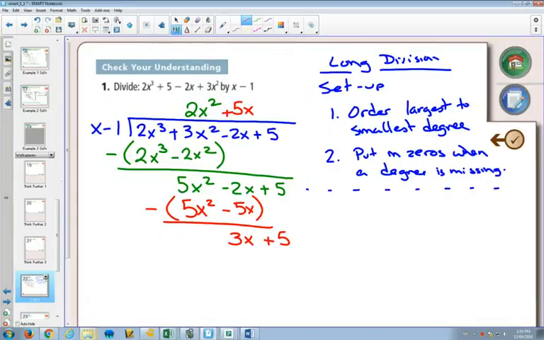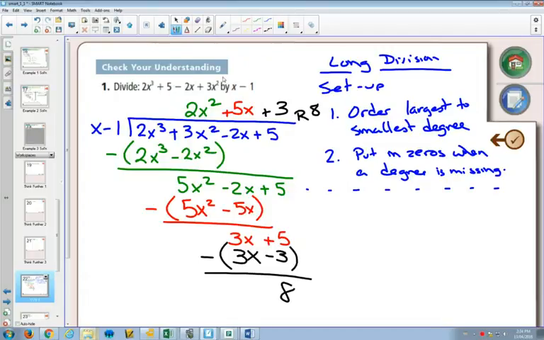So now what we did in the red was exactly the same process that we did in the green. So I'll switch colors again. Now my biggest number is 3x. What could I multiply x minus 1 by to get 3x? A 3. 3 times x is 3x. 3 times minus 1 is minus 3. Put it in brackets and subtract. 3x minus 3x is 0. 5 minus a negative 3 is 8. No more x's left. That last number is going to be your remainder. It's a remainder of 8.